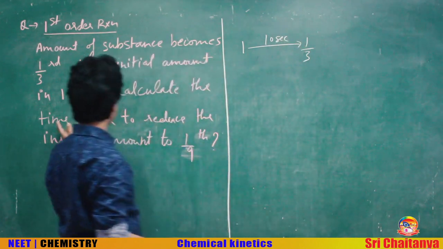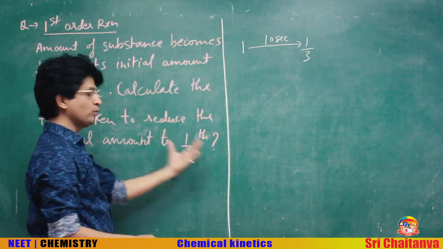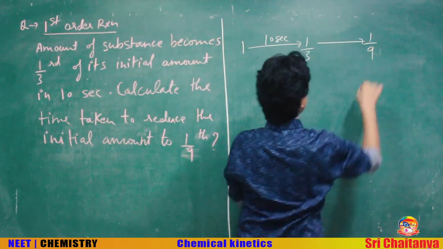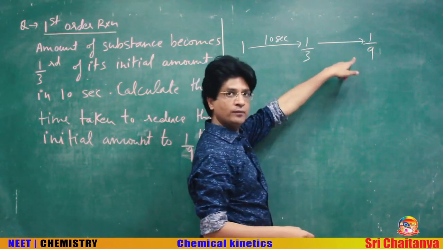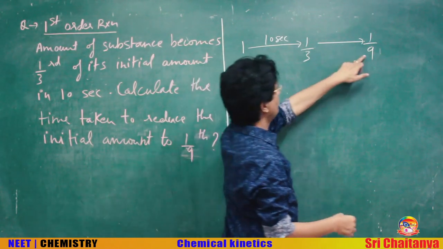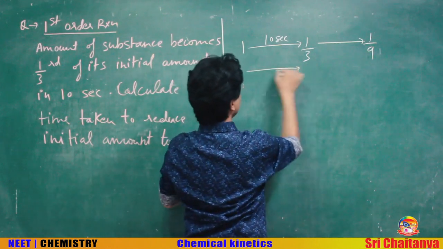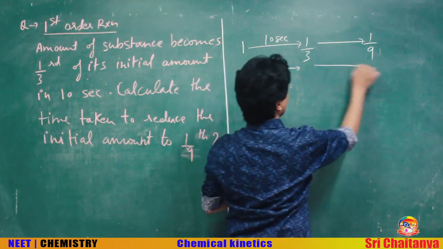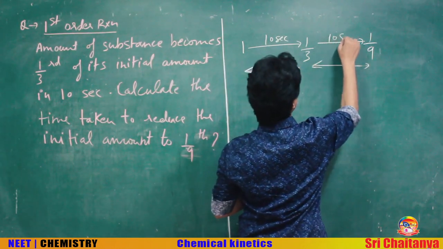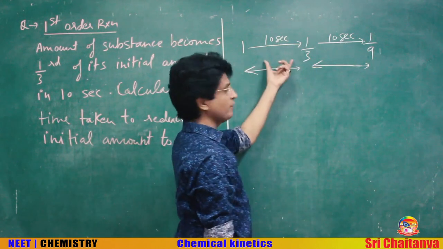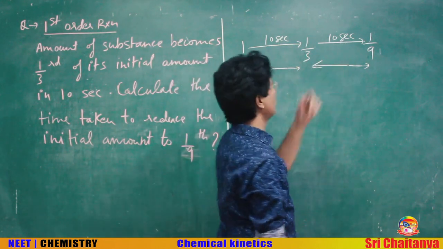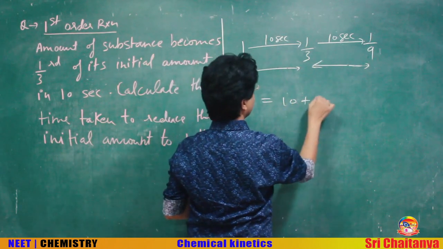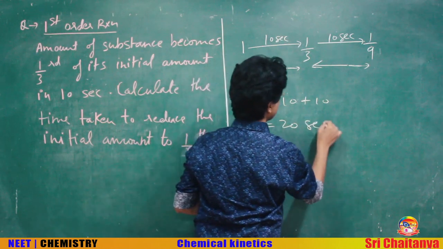Now they are asking how much time it will require to reduce the initial amount to 1/9. So you see 1/9 is nothing but 1 by 3 of 1 by 3. So it will be 1 by 9. 1/3 it has become. So 1/3 of this will again require the same amount of time. Same fraction of reaction will require same amount of time. So total time required will be 10 plus 10, that is 20 seconds.